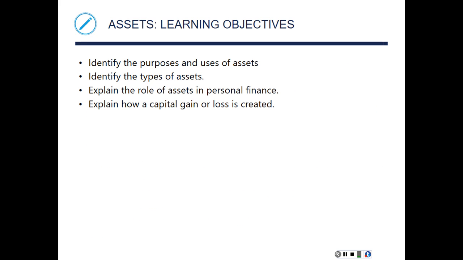Next part of the chapter, starting on page 33, we're going to talk about assets. So what's the purpose and uses of assets and various types? What role do they have? And how do we have a capital gain?